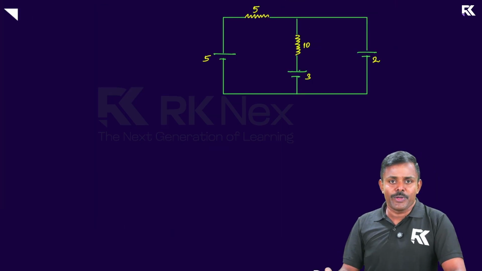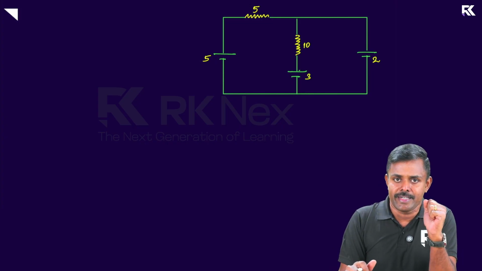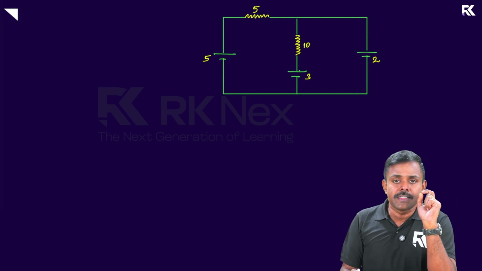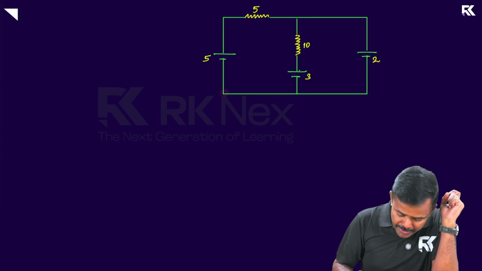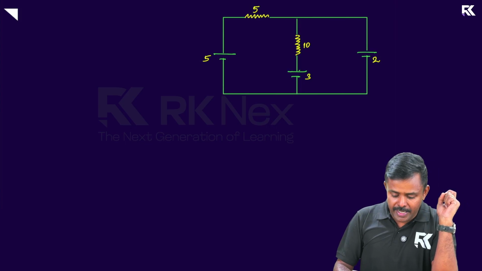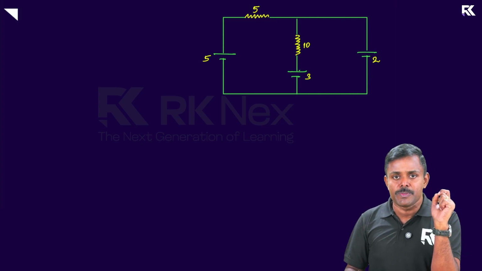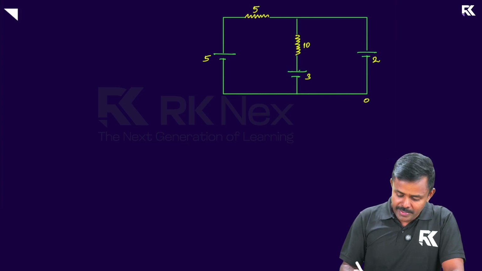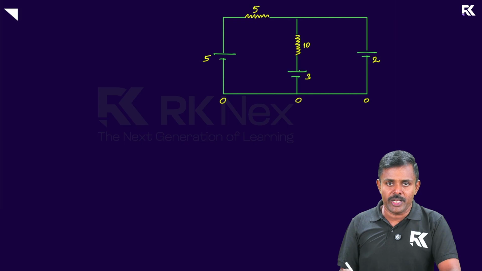I have a sample circuit given here, and the circuit has a few resistors and cells connected. If you use this method, you will assign zero potential to a common point. As you can see, this point and this point are connected together, and there are no components, cells or resistors connected between these points. So if I assign zero potential to this point, the same potential comes right here, and this point is also at the same potential.